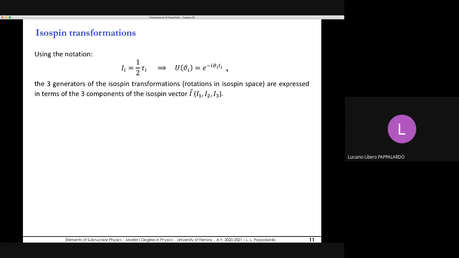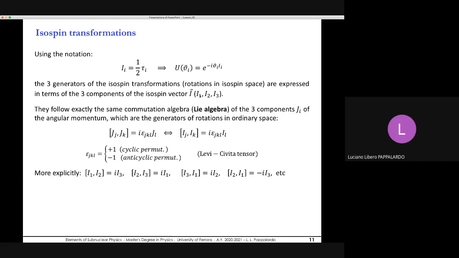And so our transformation now becomes in this way. Where we now have I instead of tau I divided by 2. And these 3 components, I1, I2, I3, just act exactly the same way as the 3 components of the angular momentum. We said that they have exactly the same Lie algebra, in the sense that they have exactly the same commutation rules.